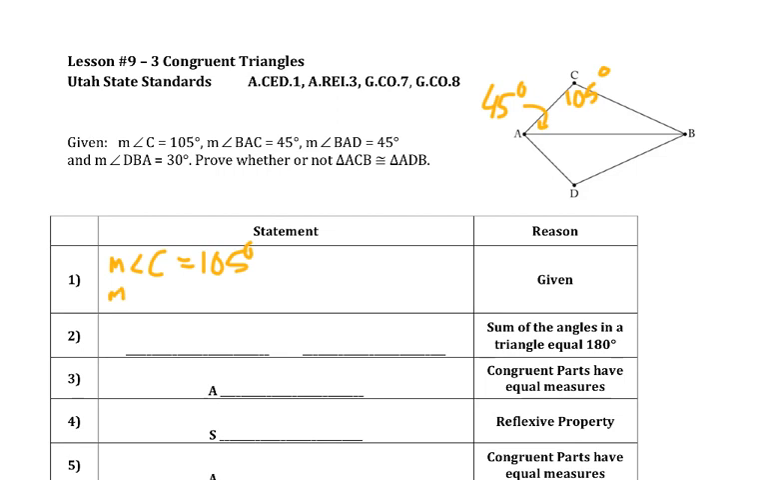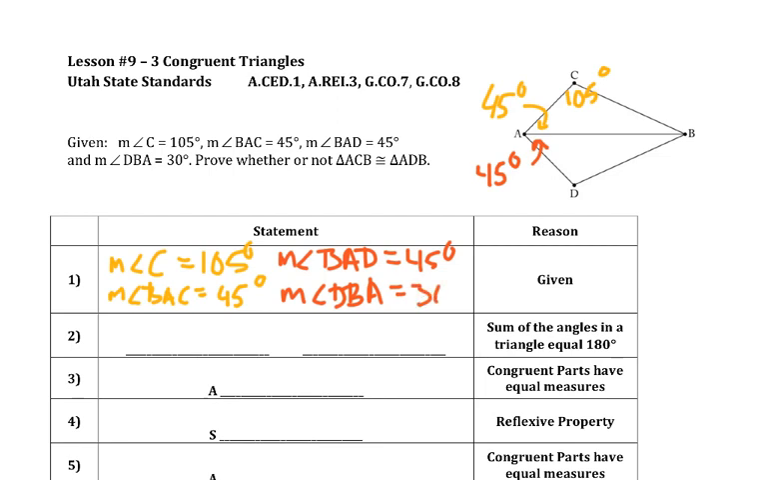Okay, so the measurement of angle BAC is equal to 45 degrees. We're also given the measurement of angle BAD, and BAD would be this one here, A being the vertex. This is 45 degrees. And the last thing is that the measurement of angle DBA equals 30 degrees. So that's this angle right here. This angle here is 30 degrees.